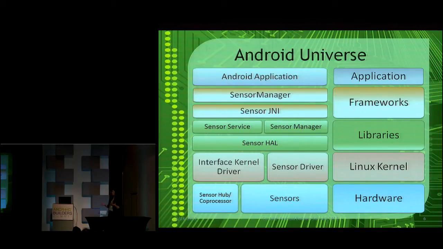You'll have to deal with kernel interface drivers, sensor drivers, and then that data is taken up through the libraries, through the sensor HAL, sensor services, and sensor manager. Above that, you have the frameworks and application layer. I'm not going to say very much about those two layers because there's not a lot for me to add.